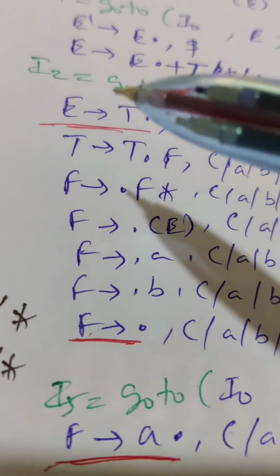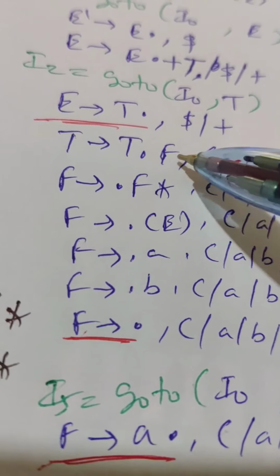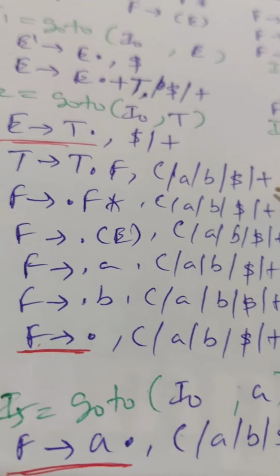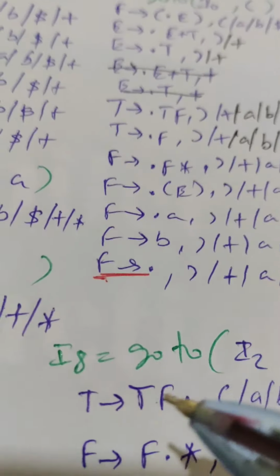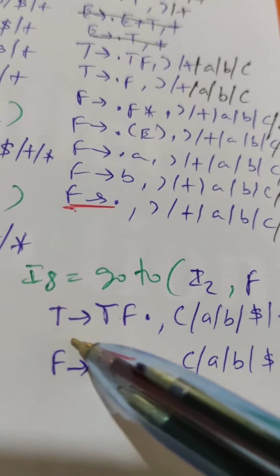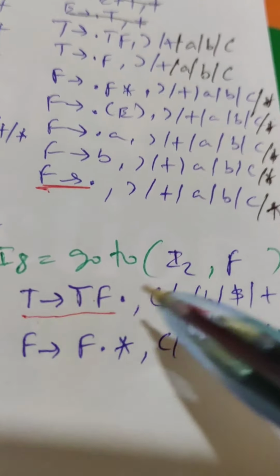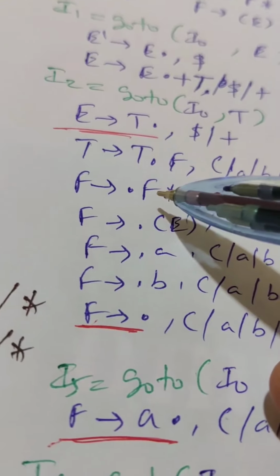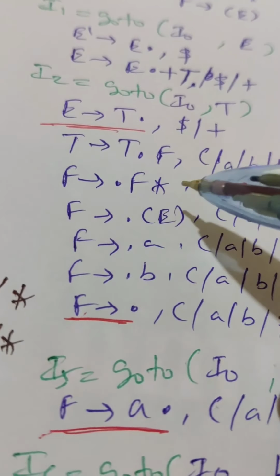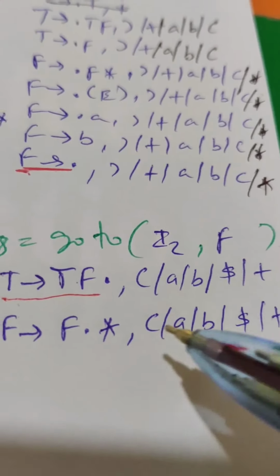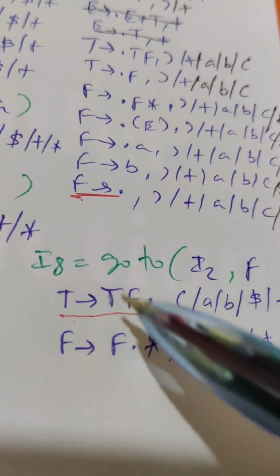Next item is going to be I2 comma F. That's going to be T goes to T F dot, with all the lookaheads. So the next item is item number 8, that is I2 comma F. T goes to T F dot is a finish rule, so let's underline these lookaheads. There's one more F here, you can see I2 and I2. So F goes to F dot star with the remaining lookaheads. Now after dot is a terminal, so item number 8 is done.